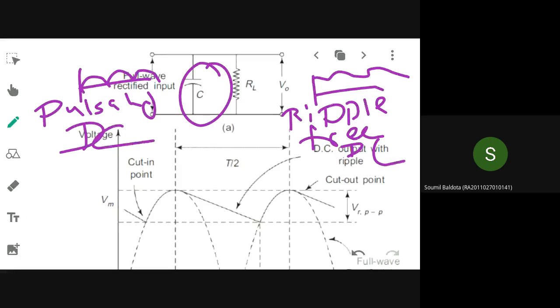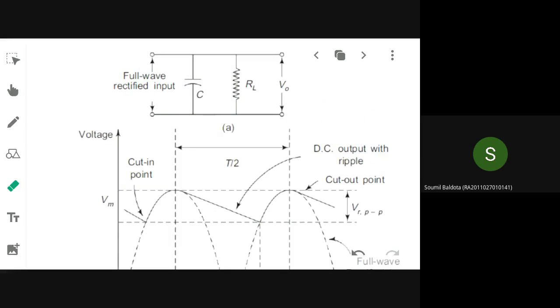Capacitive filter. Capacitor filter. Now, what will happen here, as you already told me, it is going to block the DC and it is going to allow only the AC component. Whatever may be the AC component here, there must be some ripple here, that is your AC component.